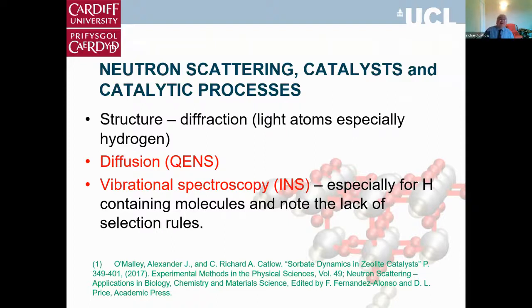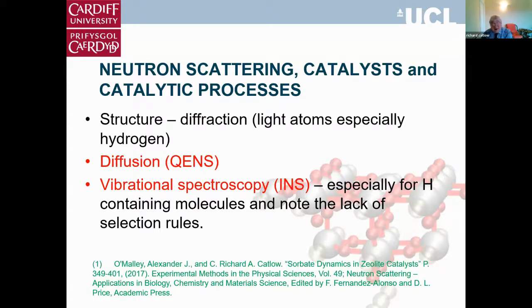Let's just take a step back and look at how neutron techniques, neutron scattering, can be used in studying catalysts and catalytic processes. Well, I'm sure you're all familiar with the use of neutron diffraction in studying structure, particularly when you want to highlight light atoms. And in fact, neutron diffraction has played a significant role in catalytic science. For example, getting structural models for sorbed hydrocarbons in microporous systems.